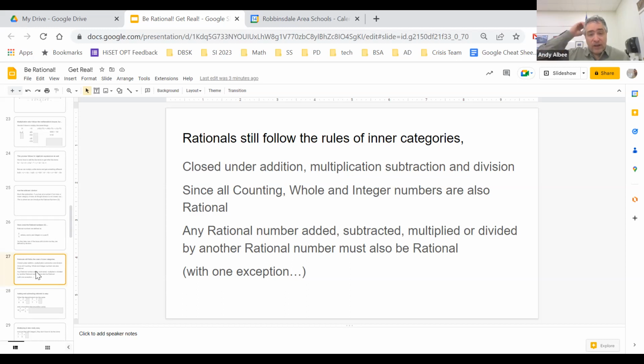But if we recognize the rationals, 17 divided by 2 is just 17 over 2. That's a rational number. It worked perfect, right? Any rational number divided by or added or subtracted or multiplied by another rational number has to be rational, except one. There's one exception. What's the one exception? What's the one that breaks mathematics? And it breaks it so far that we've never fixed it.